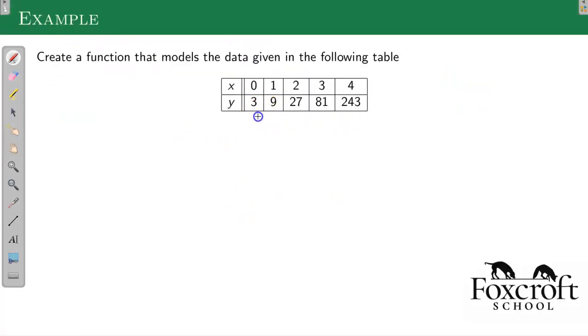This one, to get from 3 to 9, I add 6. To get from 9 to 27, I have to add 18. So automatically, this is not the same number, which means this is not linear. So we've got to try multiplication. To get from 3 to 9, I multiply by 3. 9 to 27, I multiply by 3. So this is definitely exponential.